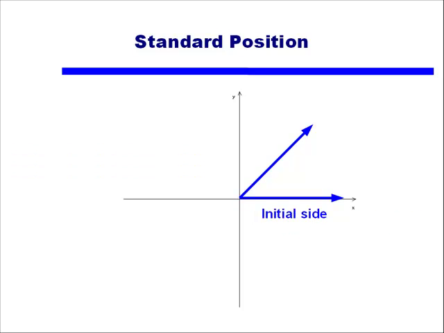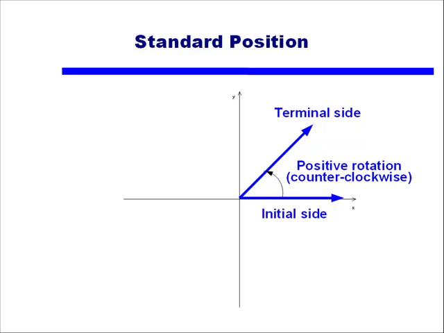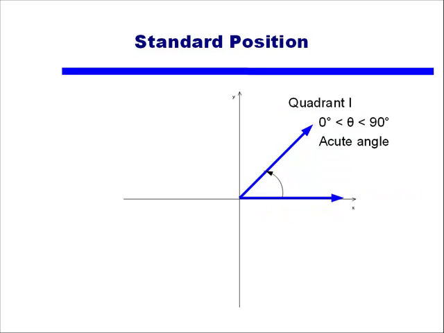We're going to add a bit of vocabulary here. That first side is also called our initial side. The second ray is called the terminal side. That's where the angle terminates. And if I mark an angle such as this, it is a positive rotation. It moves counterclockwise. If we have an angle that is between 0 and 360 degrees, we can tell what quadrant it will land in.